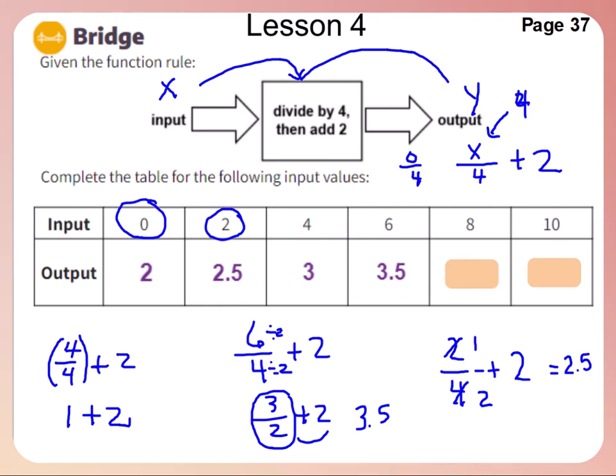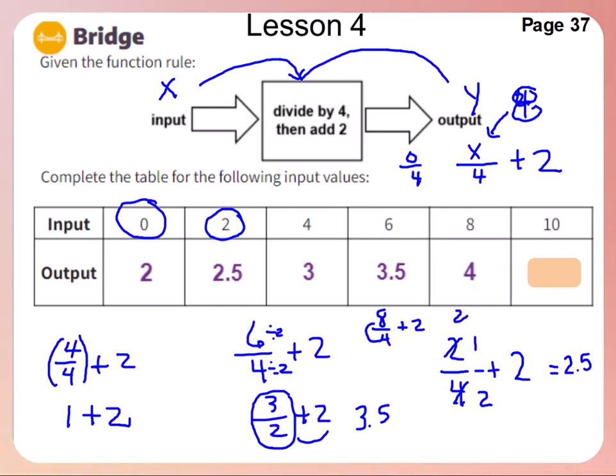Question number 8. I'm sorry, the value for x is 8. We're going to substitute that in here. So 8 over 4 plus 2. 8 divided by 4 is 2. 2 plus 2 is 4.